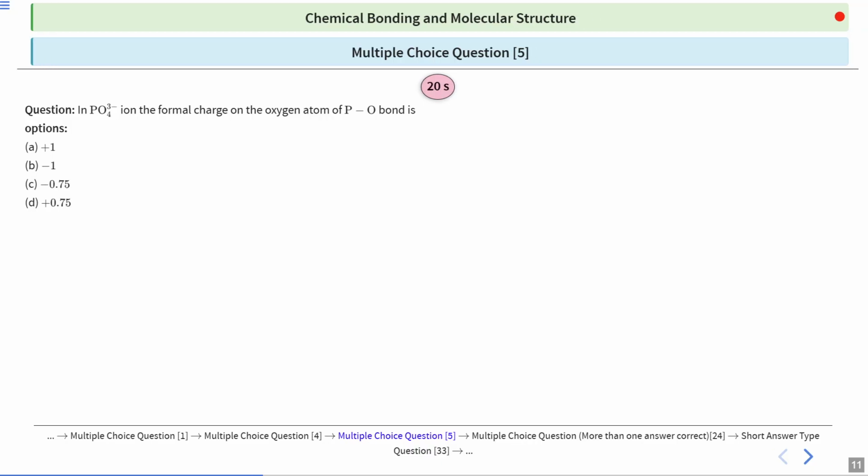So our next question is, you have to calculate the formal charge on a PO bond. This PO bond indicates the PO single bond in the case of PO4 3-. So 4 options are there. How will you do it? It's very easy. First of all, draw the Lewis structure, right? And then use the formula of formal charge to calculate the same. Okay, your time starts now.